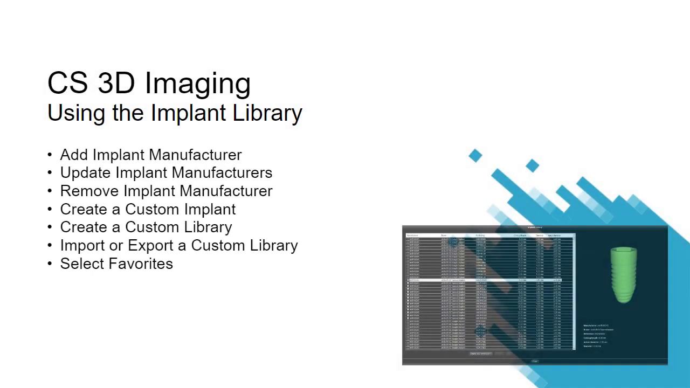CS 3D imaging using the Implant Library recorded class. This recorded class is designed for clinical team members and provides instruction on using the Implant Library in CS 3D imaging. By the end of this class, you should be able to add an implant manufacturer, update implant manufacturers, remove an implant manufacturer, create a custom implant, create a custom library, import or export a custom library, and select favorites.